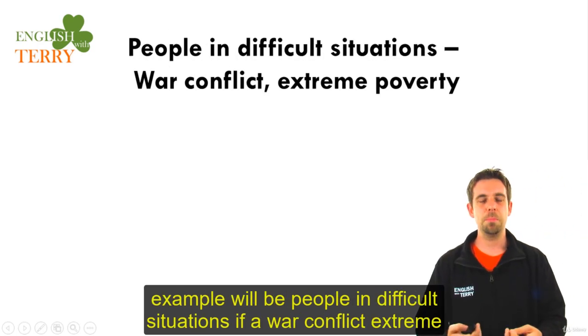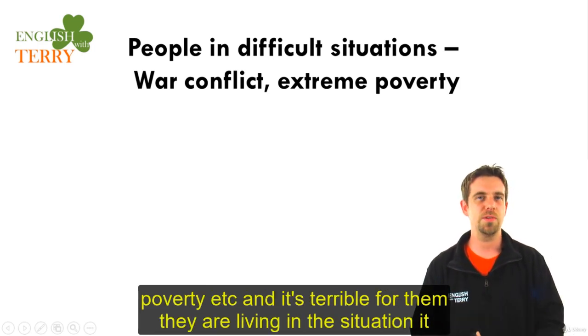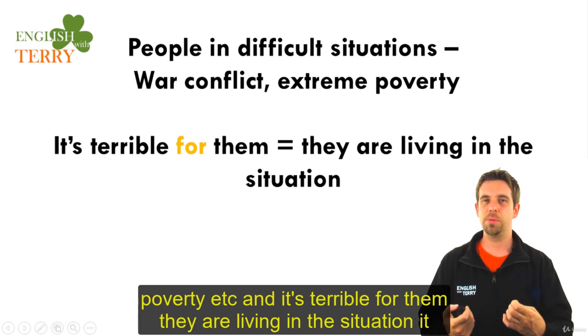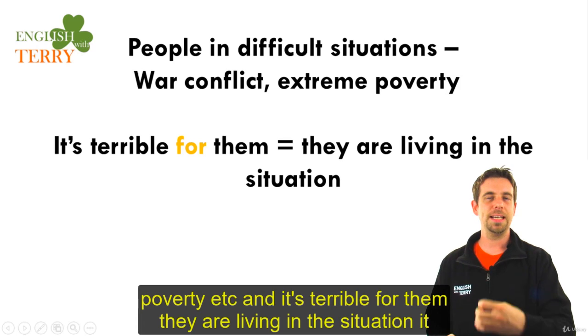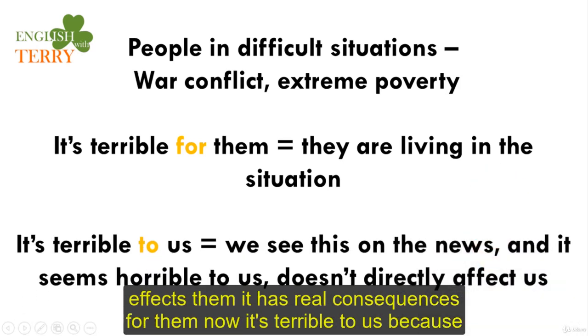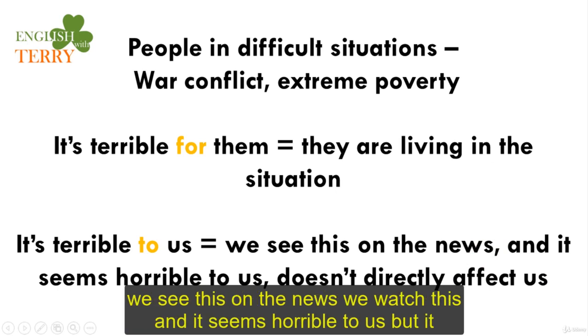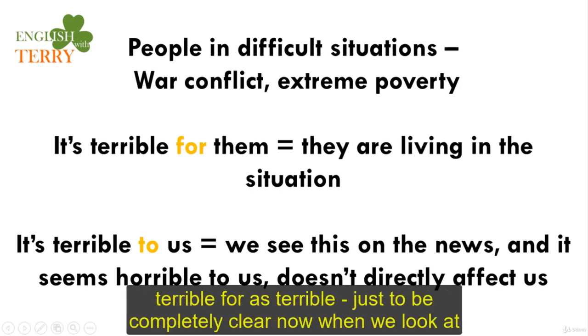Now, another example would be people in difficult situations. You have war, conflict, extreme poverty, etc. And it's terrible for them. They are living in the situation. It affects them. It has real consequences for them. Now, it's terrible to us because we see this on the news. We watch this and it seems horrible to us, but it doesn't directly affect us. So this is the clear difference between it's terrible for and it's terrible to, just to be completely clear.